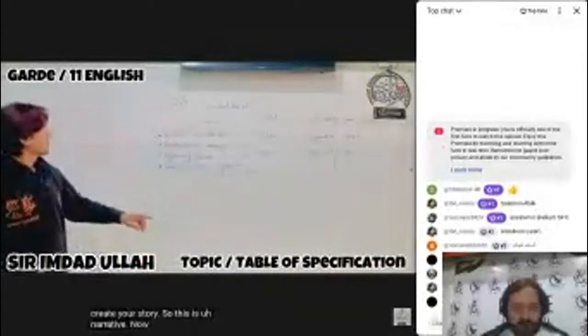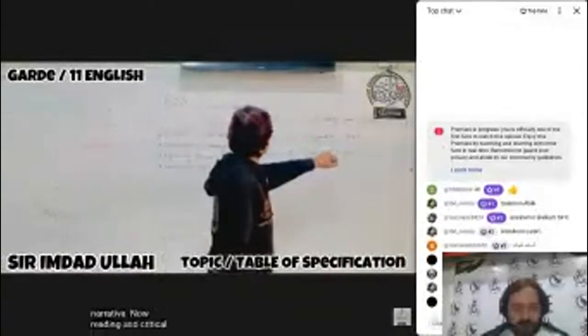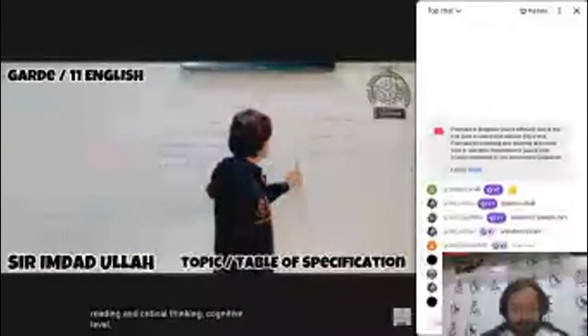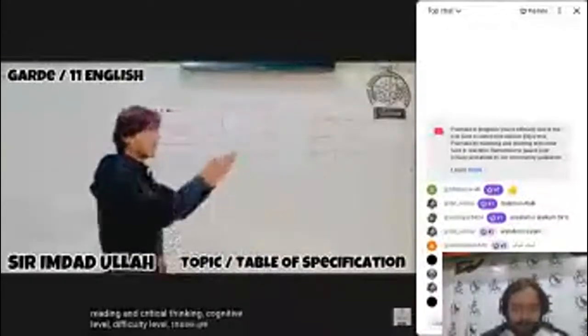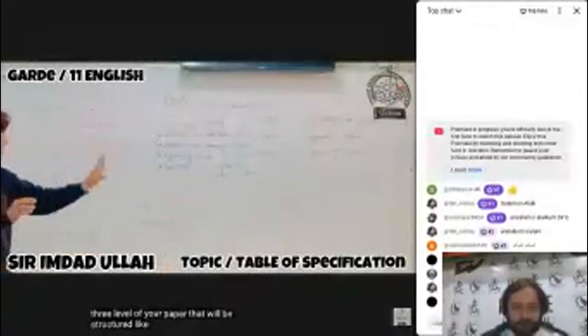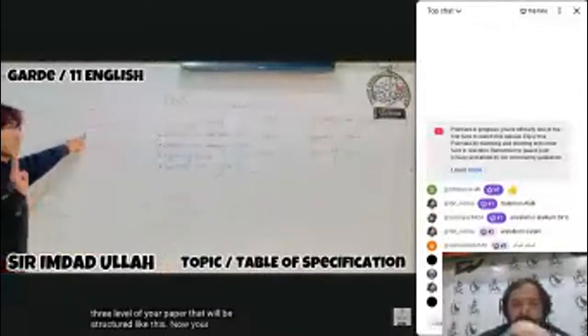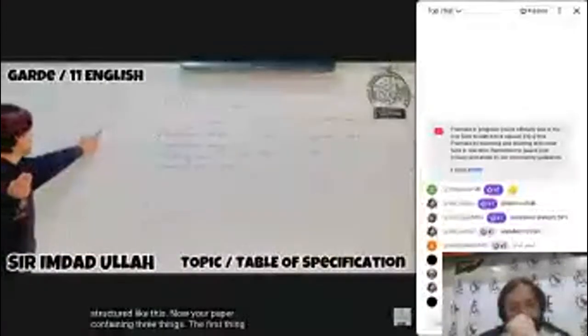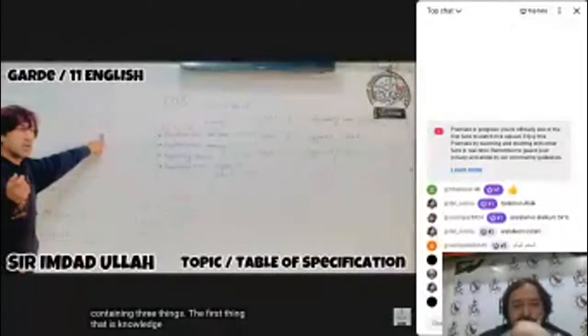Now, reading and critical thinking, cognitive level, and difficulty level: these are the 3 levels of your paper, which will be structured like this. Your paper contains 3 things. The first thing is knowledge.